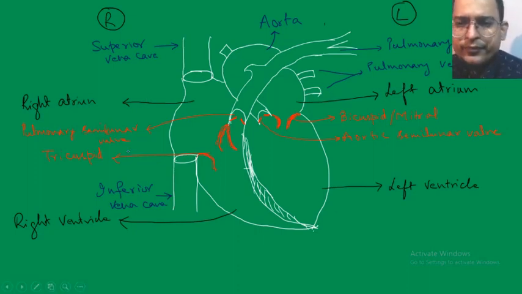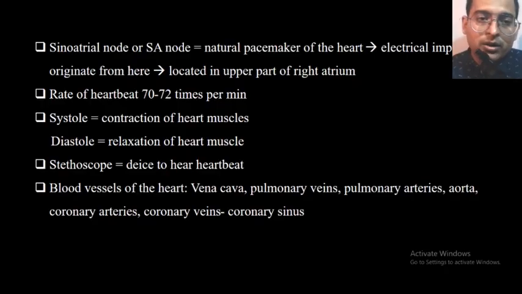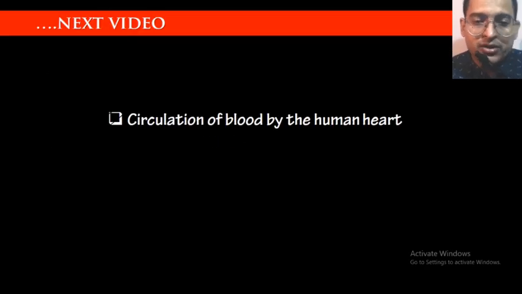In our next video we will be looking at how the blood enters and exits, how it is circulated across the body. That is, we will be looking at the circulation of the blood by the human heart, and we will also discuss the pacemaker and systole, diastole and so on.